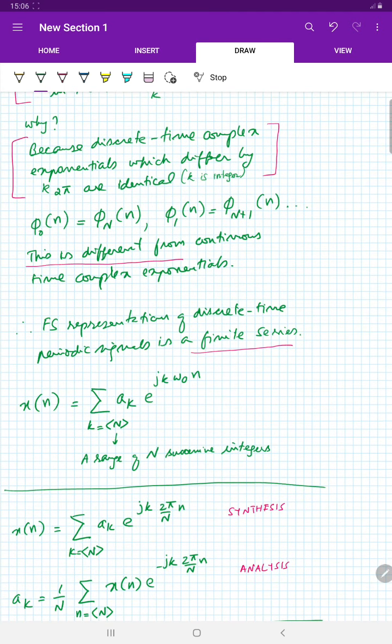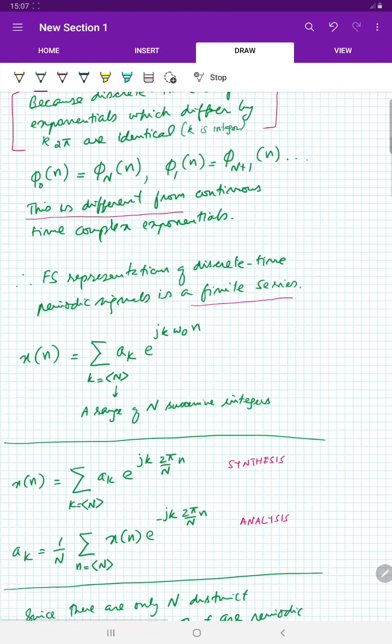As a result of this, the Fourier series representation of discrete time periodic signals is a finite series, whereas in the continuous time case, we had an infinite series. The periodic signal x of n is represented in terms of the discrete time Fourier series in this manner: a k e raised to j k omega naught n, where k takes on a range of N successive integers. This is not an infinite sum. Please keep this in mind.